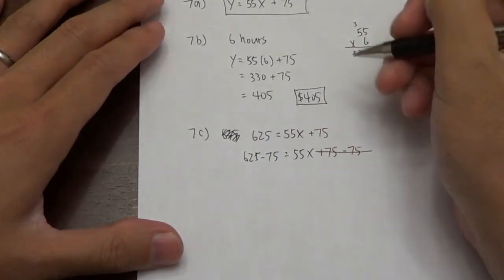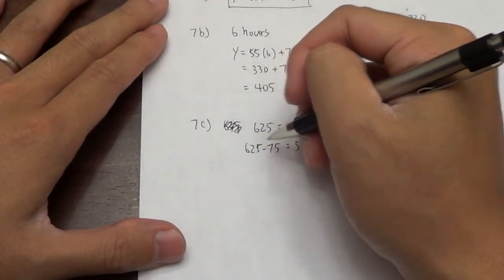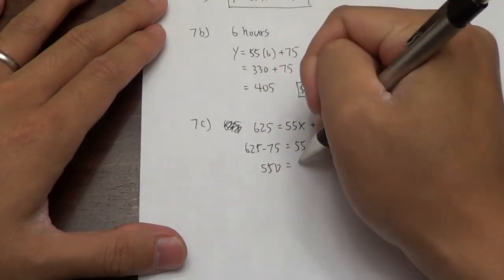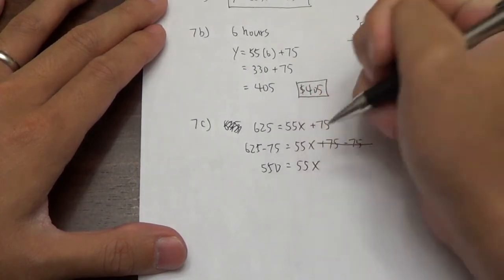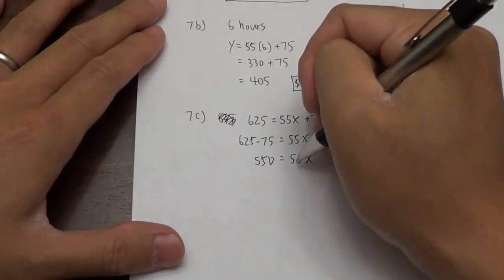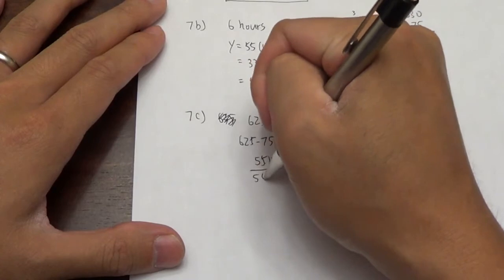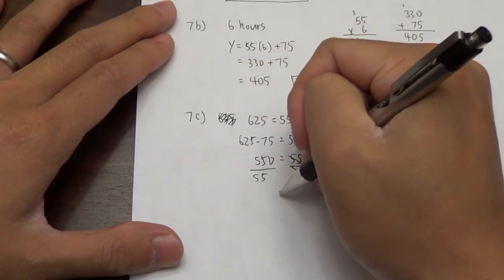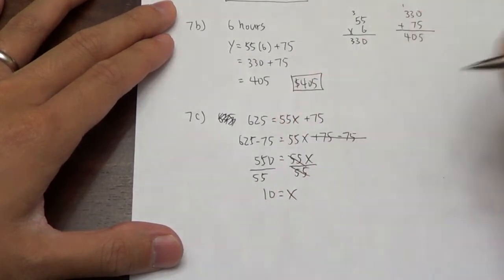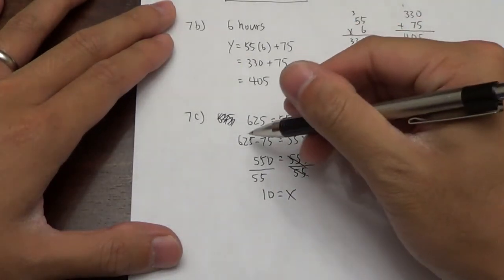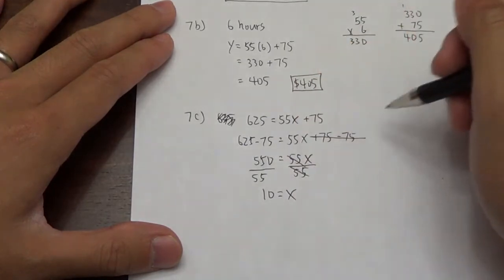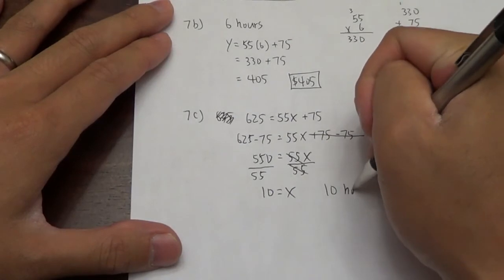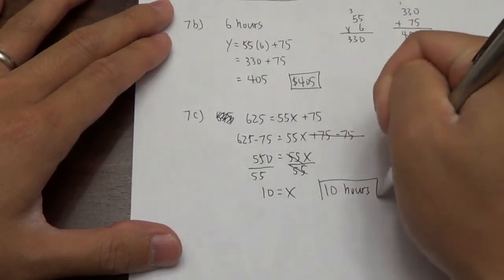All right, these get canceled out. 625 minus 75 is 550. All right, 550, 55x. And then if I divide both sides by 55, these cancel out. I'm left with x equals 10. And again, if any of these you can't do in your head, then you would just need to work it out on the side. All right, so 10 hours is our answer.